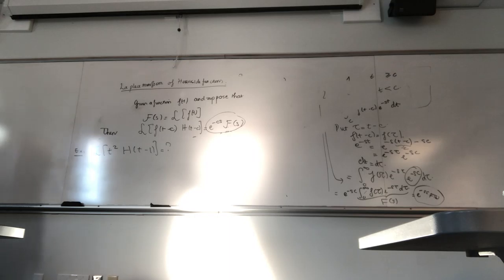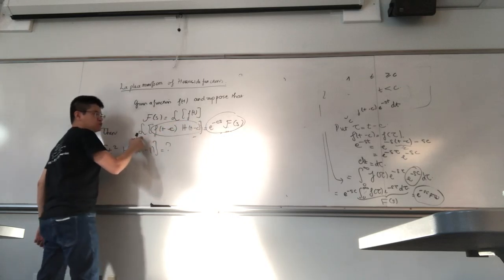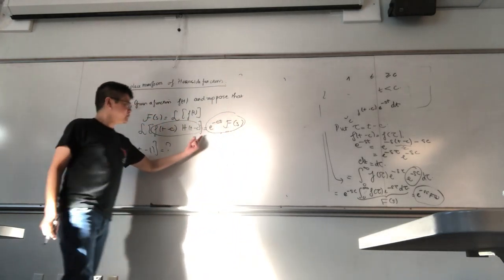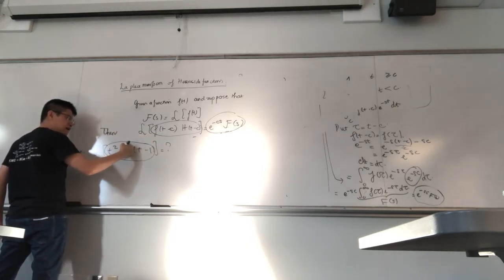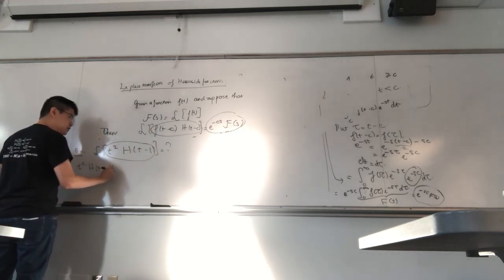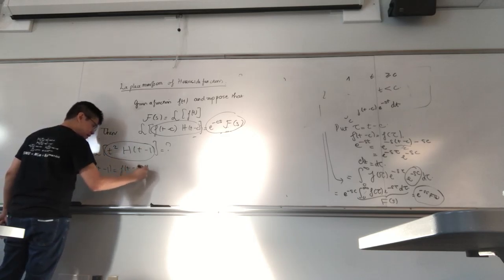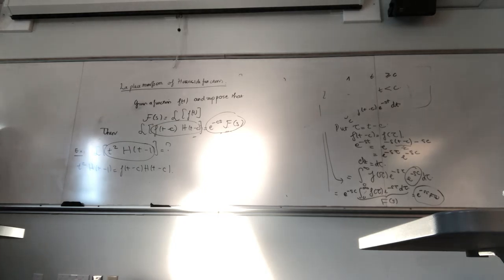So I have to use the formula over there, right? So what is the function f in this case? Yes? T squared. Right? So you identify this guy. So the goal is to use this formula. You have to identify this guy with this guy, right? So you need to have t squared h of t minus 1 to be f of t minus c h of t minus c, right? So in this case, what is the value of c that you guess?